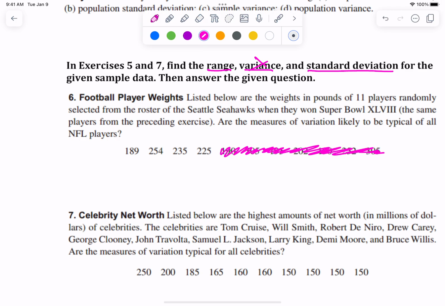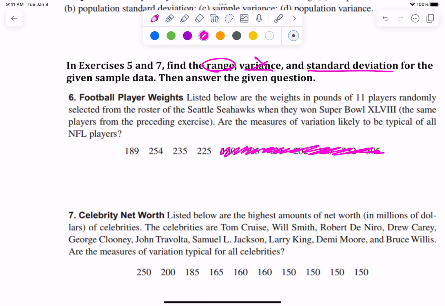Yeah, you're welcome. Okay, so just do the first 4 numbers. You can cross off the other numbers just because I don't want it to take you forever. You can do the range as well with just those 4 numbers. Range and standard deviation of just the first 4 numbers.